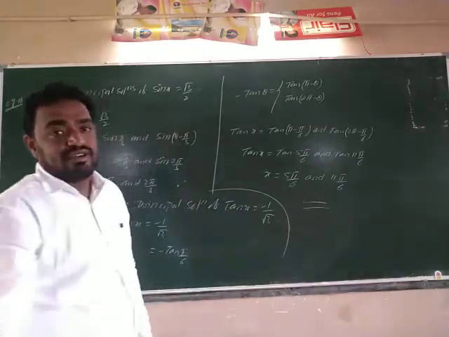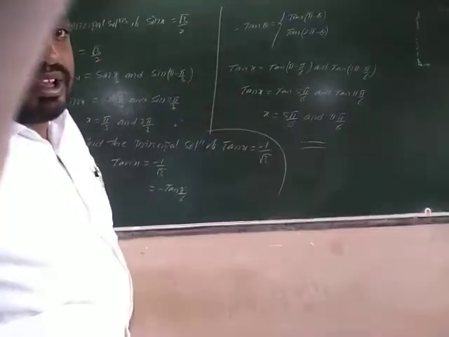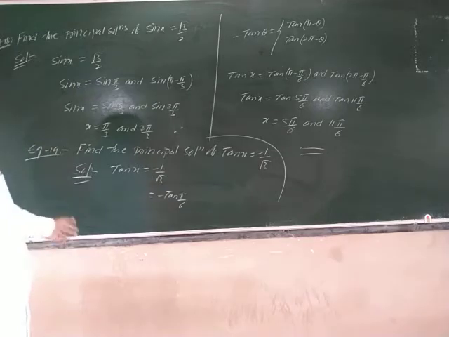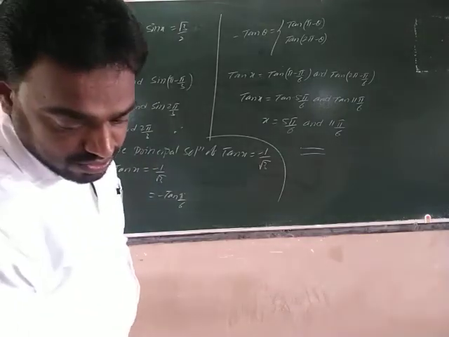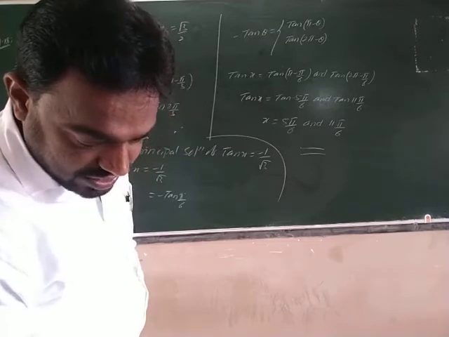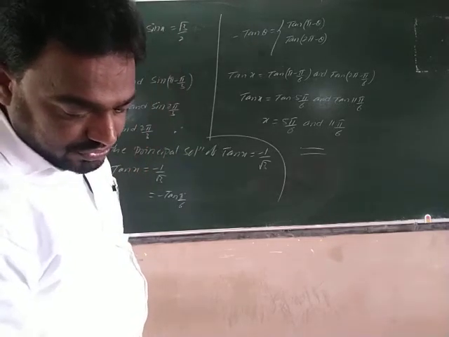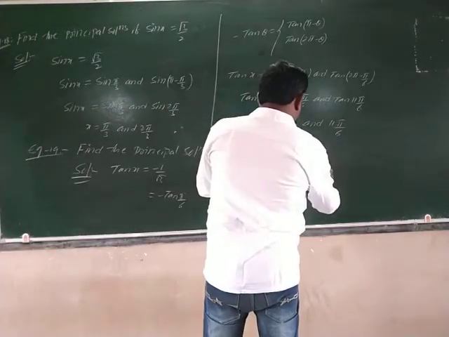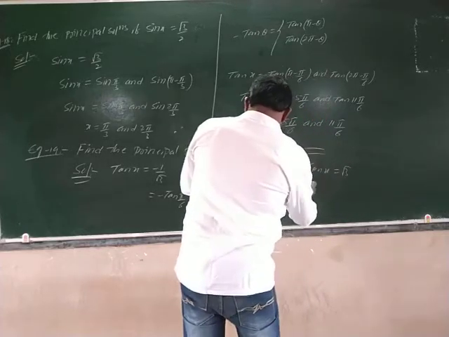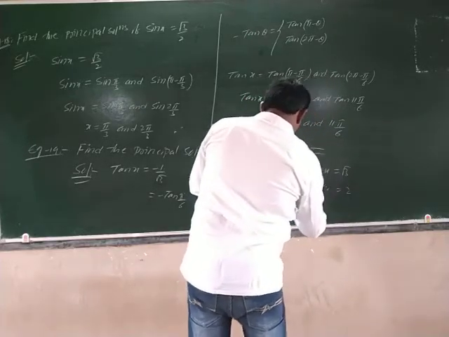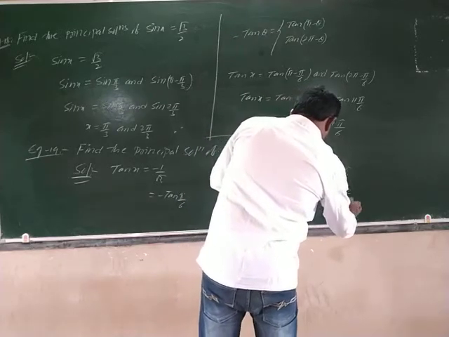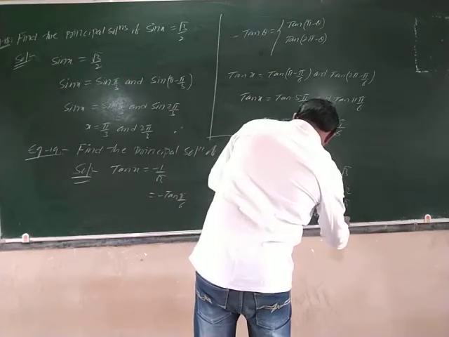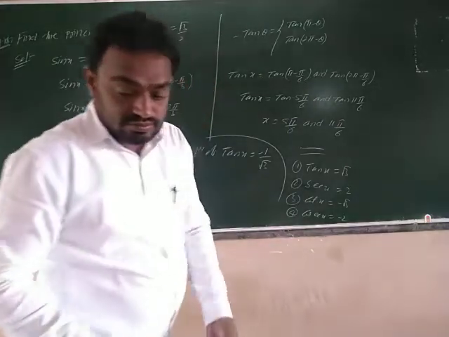This is the concept. Like this, we are finding solutions, right? So this is the method to find principal solutions. If you want to try, try this one. Cos x is equal to 1 by 2. Try once. Exercise: first question, tan x is equal to root 3. Second one, sec x is equal to 2. Third one, cot x is equal to minus root 3. Fourth one, cosec x is equal to minus 2. So try this one.